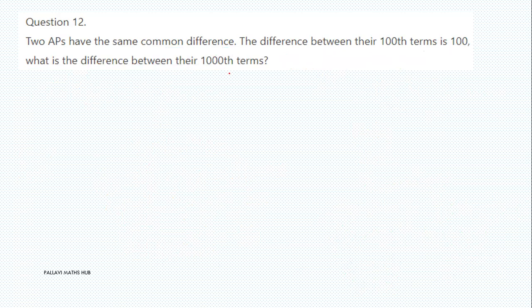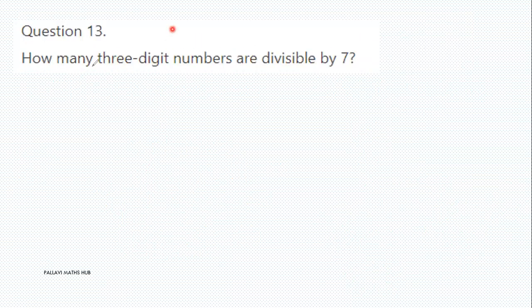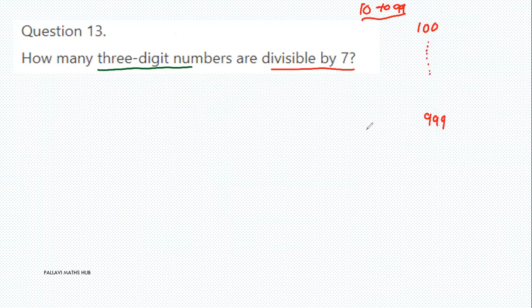Next, 13th question. How many 3-digit numbers are divisible by 7? One more condition. 3-digit numbers start from 100. Is it right? 10 to 99 are 2-digit numbers. 100 to 999 are 3-digit numbers. So you know 3-digit numbers.